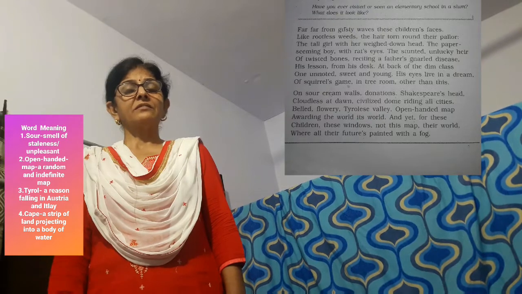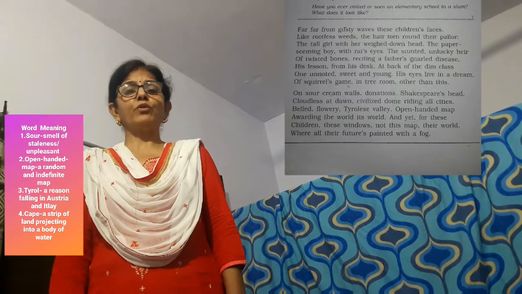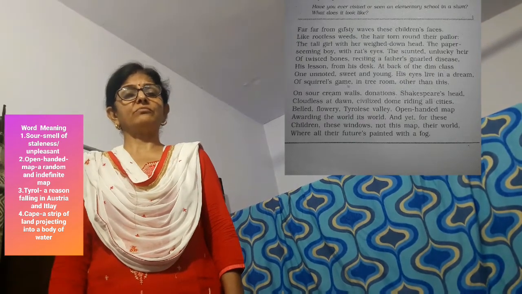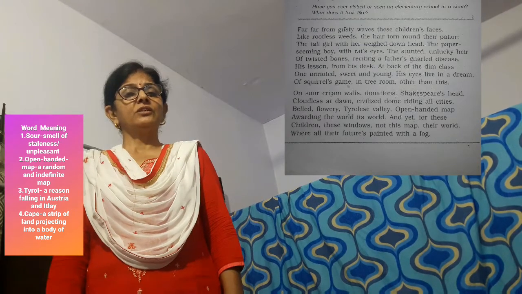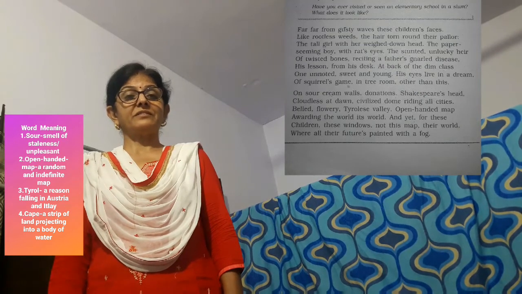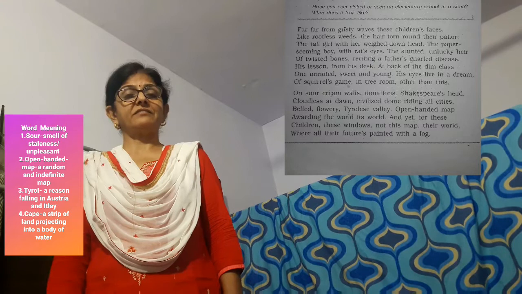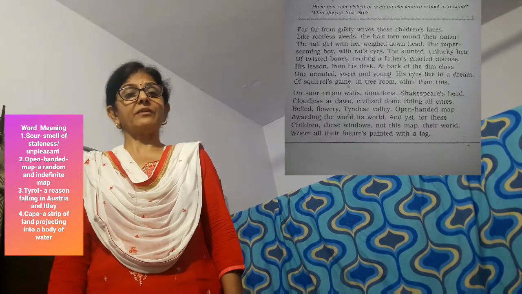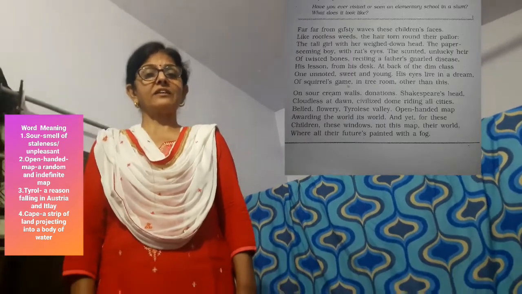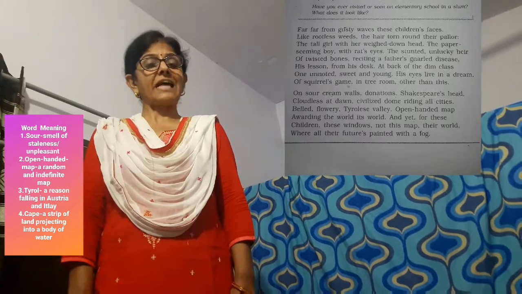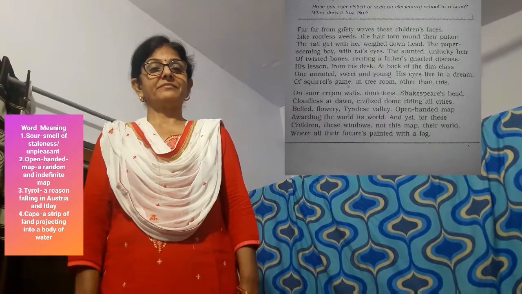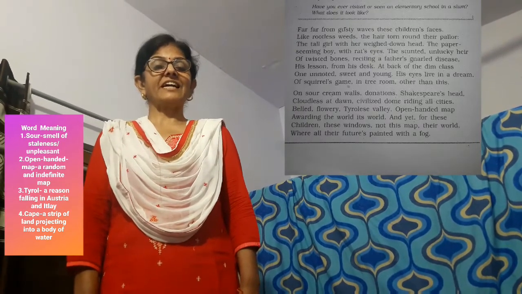Amidst the children, there was one boy who was different from all the children sitting in the classroom. He seemed to be cheerful, happy, full of dreams. His dreams were not dead like other children. His dreams were alive. He was more interested in the scenery outside, in the greenery outside, than sitting in the dismal and dingy classroom. Now let's see the second stanza.